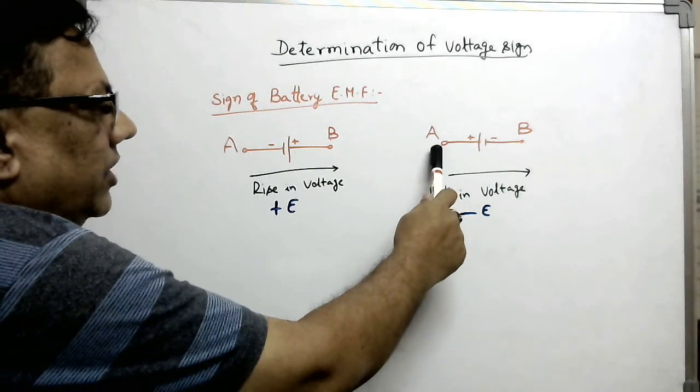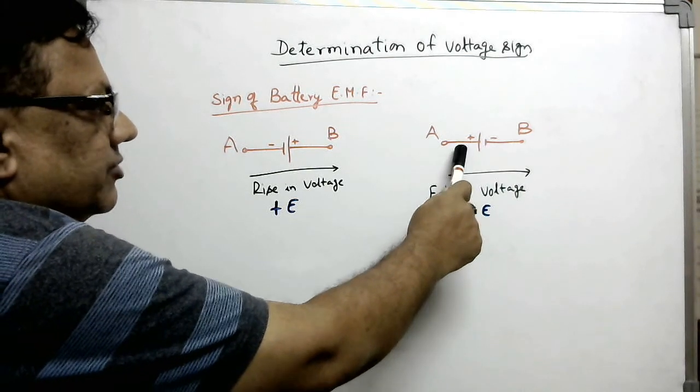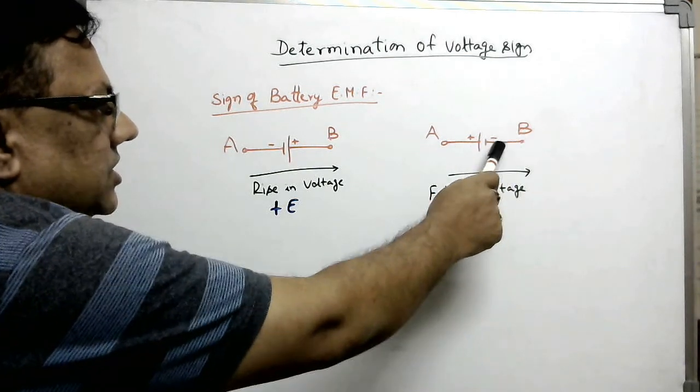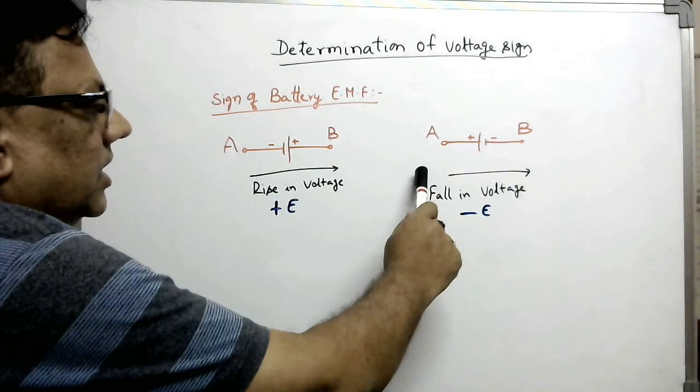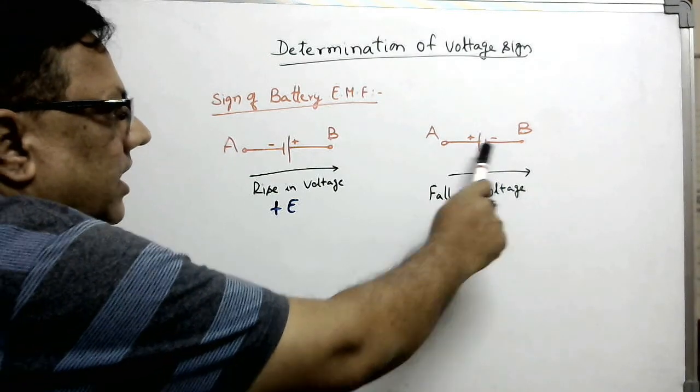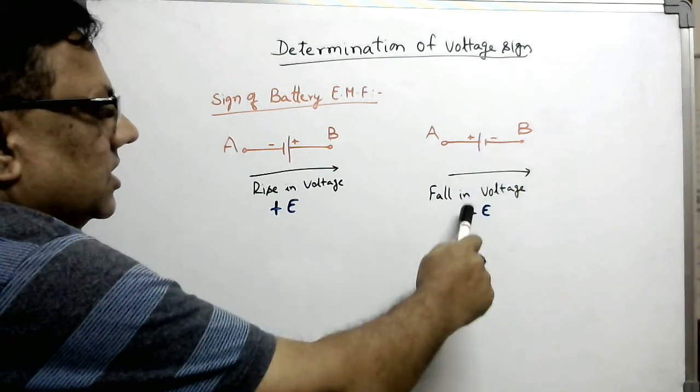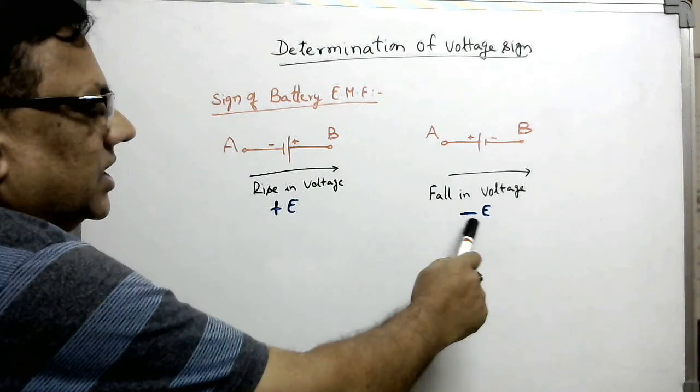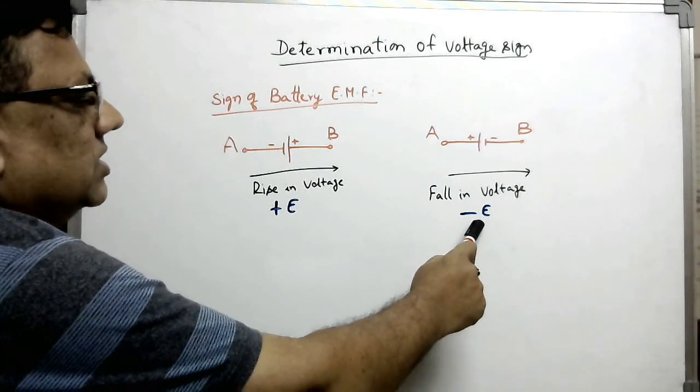And when we go from terminal A, which is positive, to terminal B, which is negative, then there is a fall in voltage. Hence, the sign has to be taken as negative, that is minus E.